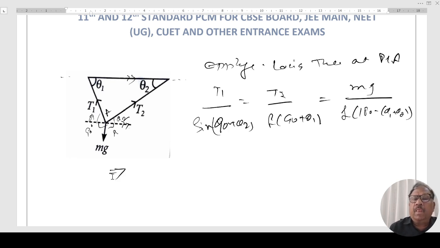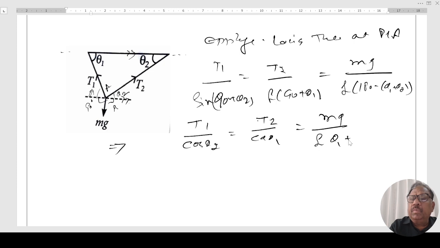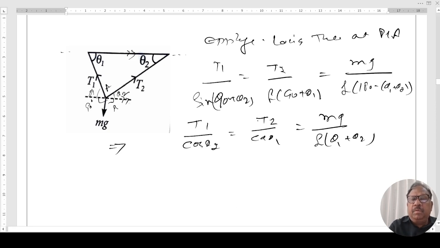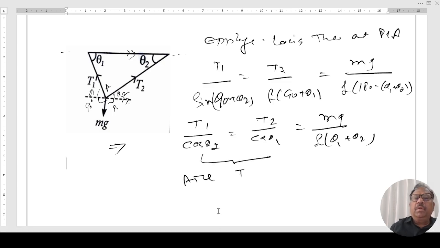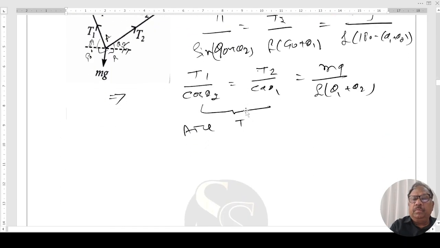On simplification, we get T1 over cos theta 2 equal to T2 upon cos theta 1 equal to mg upon sin theta 1 plus sin theta 2. Now further calculation. According to the question, T1 equal to root 3 T2.